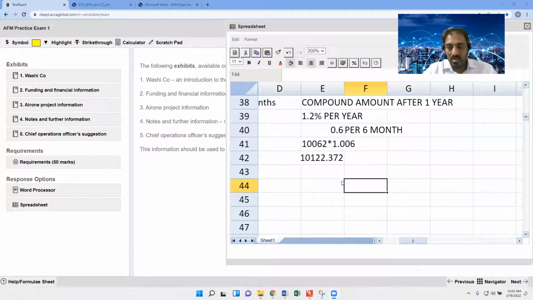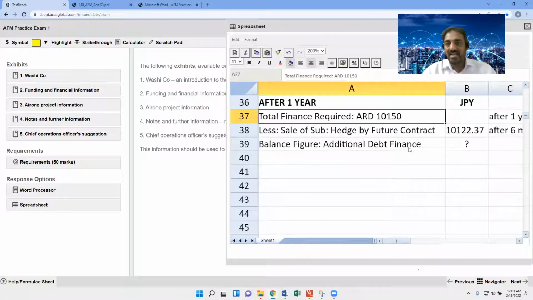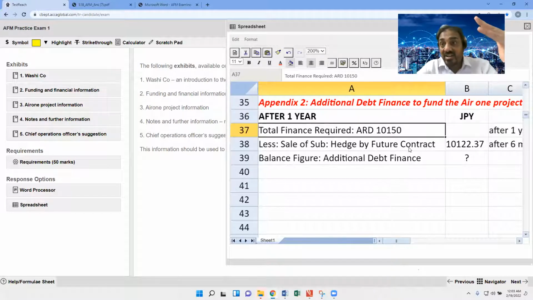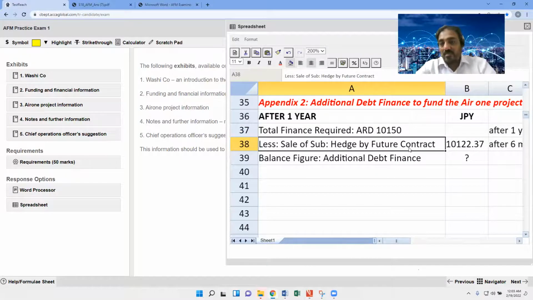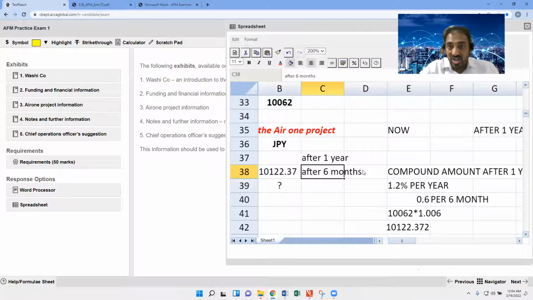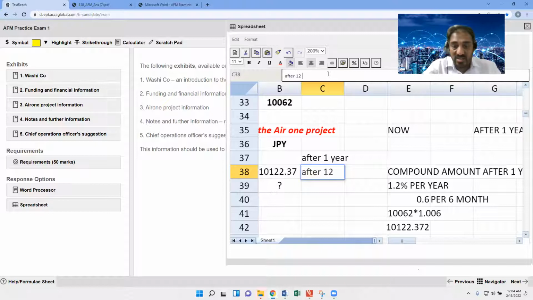So once again, the examiner here asked how much we are going to start a project after 1 year. Year one, the currency ARD, and it requires finance after 1 year. ARD 10,150 required after 1 year. But after 6 months, we will be able to sell the subsidy and hedge our amount, and we will receive 10,062. Whatever amount 10,062 we receive, we will deposit, and after 1 year it becomes 10,122.37. So although the amount mentioned here is 6 months, we have actually worked with 12 months. Yes or no?